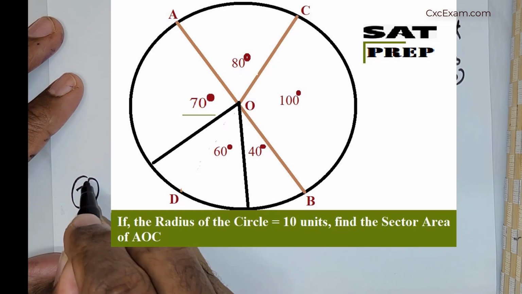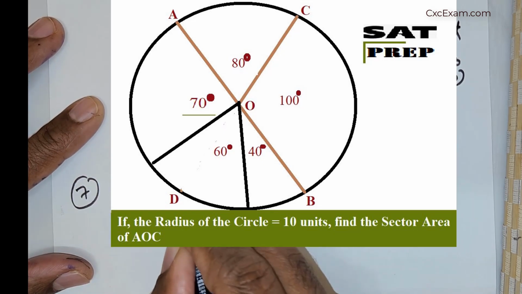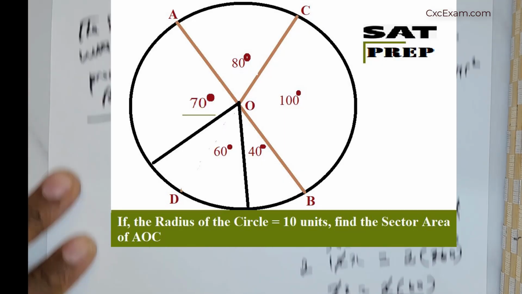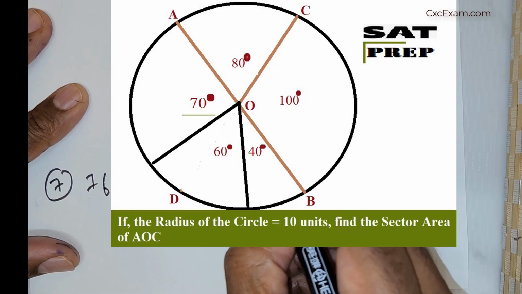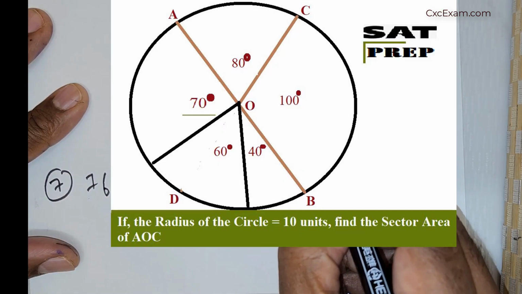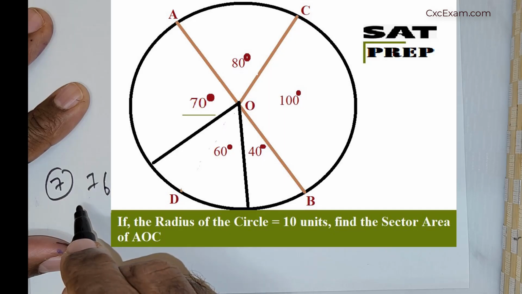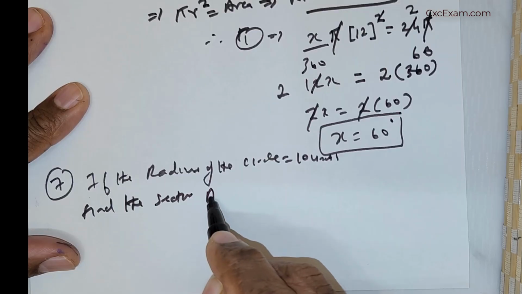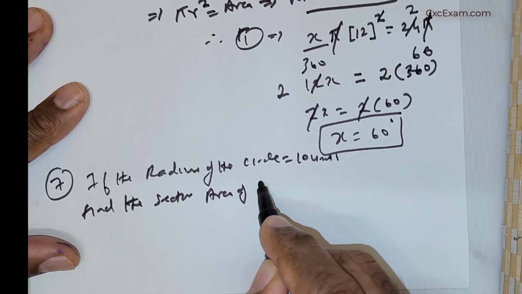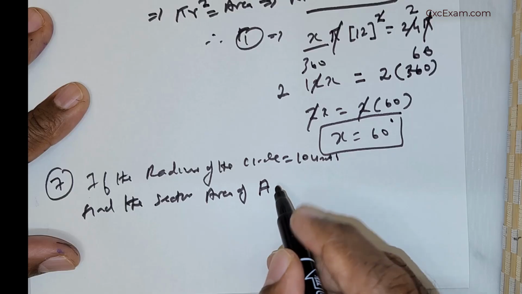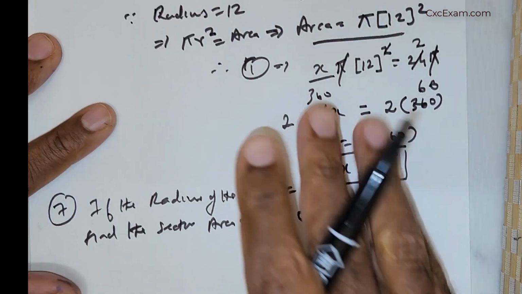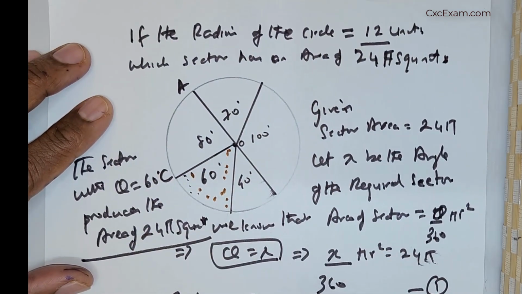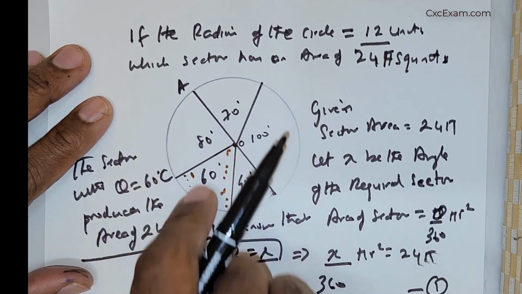Question number 7. If the radius of the above circle, the circle that we have just used, is equal to 10 units, then they are asking us to find the sector area of AOC. This is the region AOC. Okay, so we need to get this sector area.